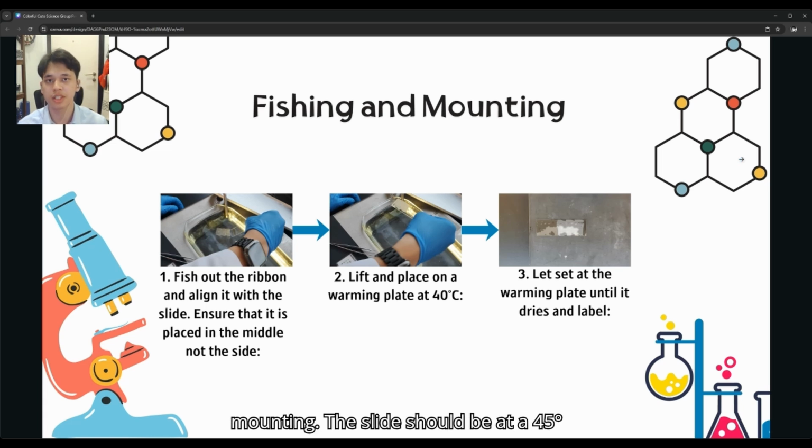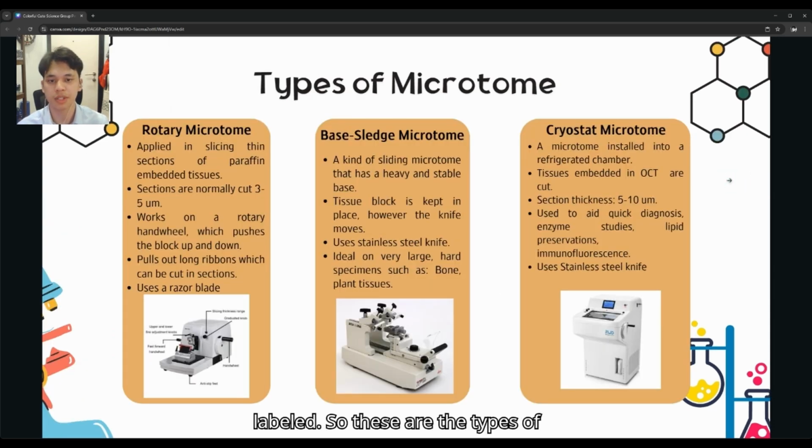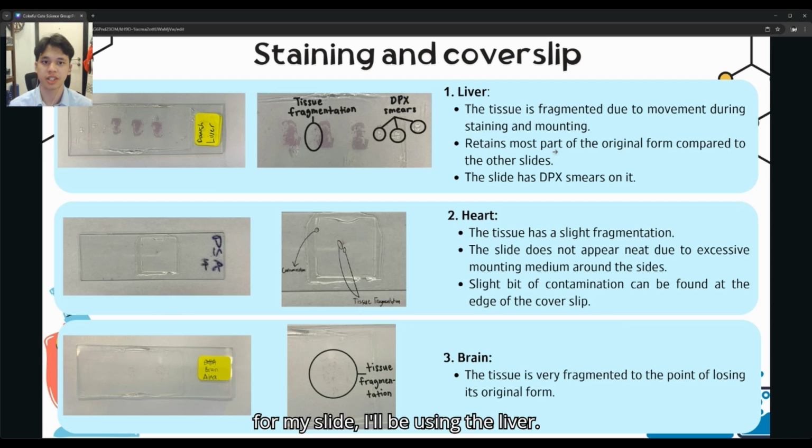For the fishing and mounting, the slide should be at a 45-degree angle and placed in the middle and placed on the warming plate once done and labeled. So these are the types of microtome. As for my slide, I'll be using the liver. The tissue can be fragmented.